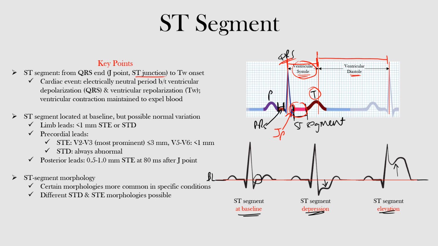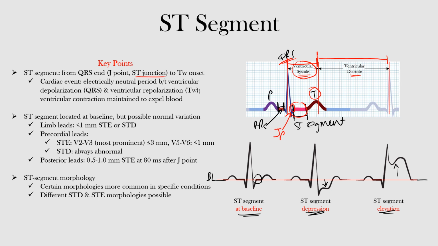Now there can be some normal variation in the ST segment from baseline of up to 1 millimeter of ST elevation or depression in the limb leads. In the precordial leads, ST depression is always abnormal, because that's where the ST vector is heading away, and we'll see the ST elevated instead of depressed in those precordial leads. ST elevation in the precordial leads is often the most prominent in leads V2 and V3. In fact, it may be up to 3 millimeters in those leads. ST elevation in the left precordial leads, V5 and V6, rarely exceeds 1 millimeter, which is 0.1 millivolts, under normal circumstances. And in the posterior leads, like V7 through V9, or even V10, it can be between 0.5 and 1 millimeter at the 80 millisecond point after the J point under normal circumstances.